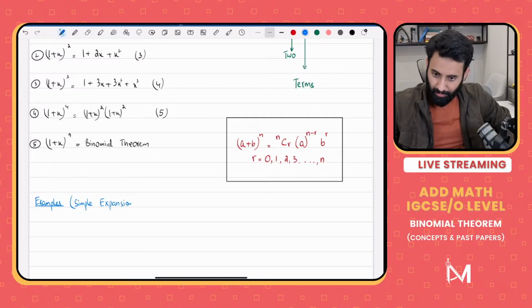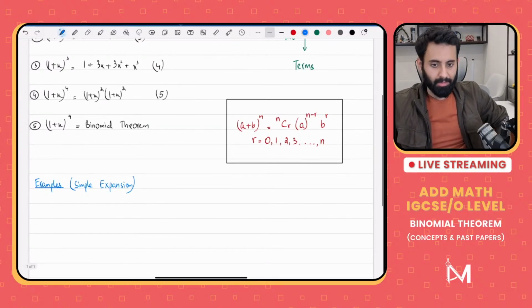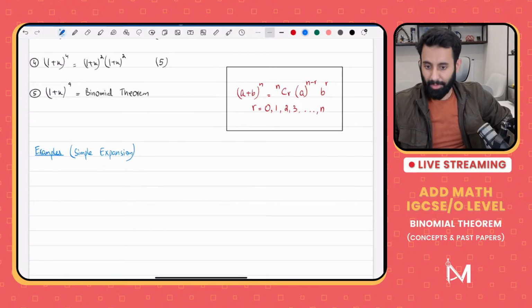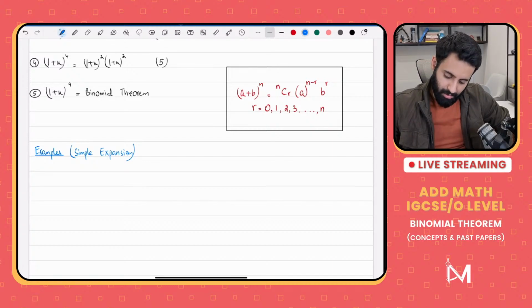That's it. Can binomial theorem come in non-calculator paper? Yeah, that's a good question. It can. I think it can. And there is a way to figure out nCr without a calculator. We're going to do that most likely in today's class, inshallah.